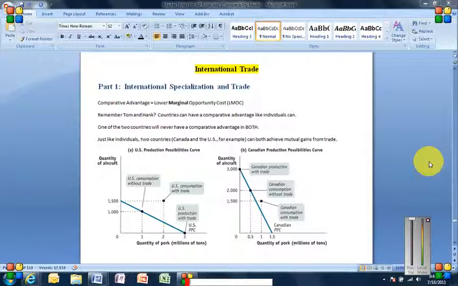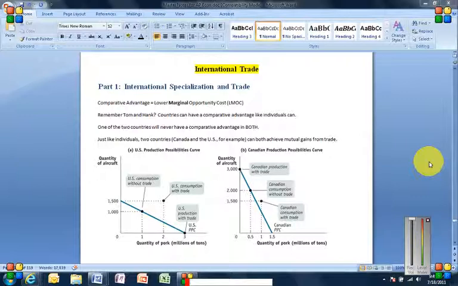First of all, remember comparative advantage is also stated as lower marginal opportunity cost. Sometimes people focus, most of the time actually, they focus on production costs, and so you might also hear it phrased as lower marginal opportunity production cost, but it's all comparative advantage. Remember also that comparative advantage and absolute advantage are similar, but they're two different things, and we have examples here.